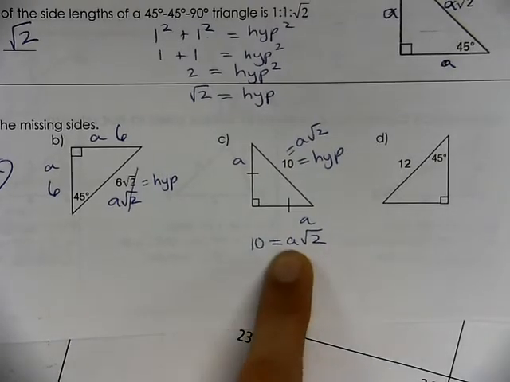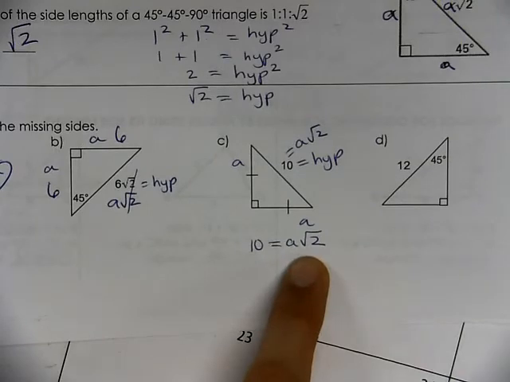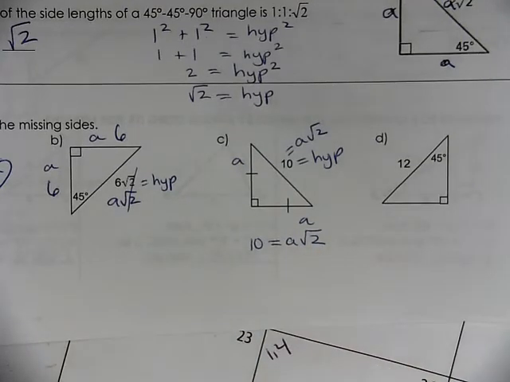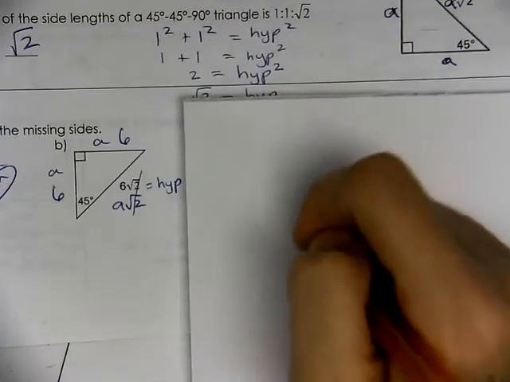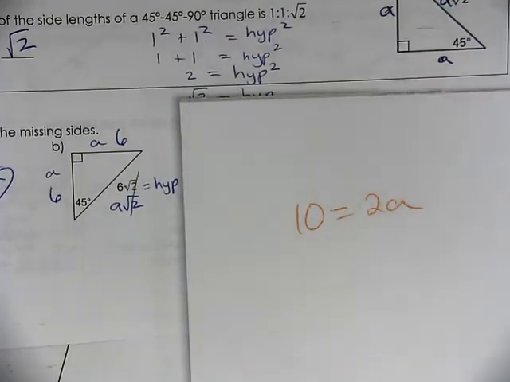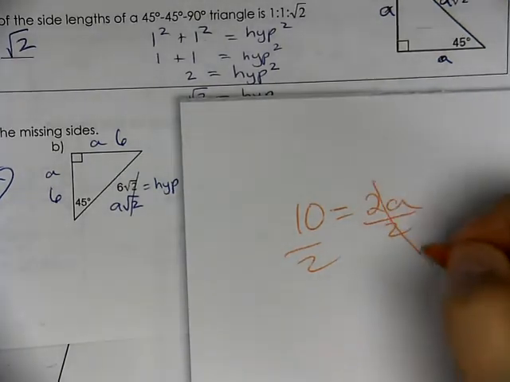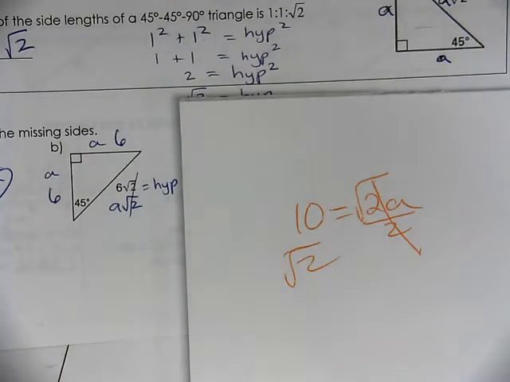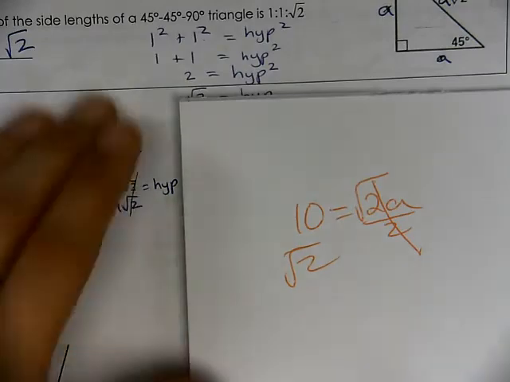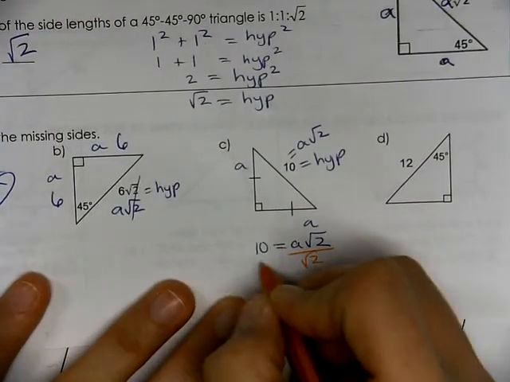Divide each side by a? Or divide each side by square root of 2? If you had 10 equals 2a, what would you do to both sides? I would divide by 2, right? You learned that in algebra. It's the same concept, we're just adding a square root on it. So I'm going to divide both sides by the square root of 2.